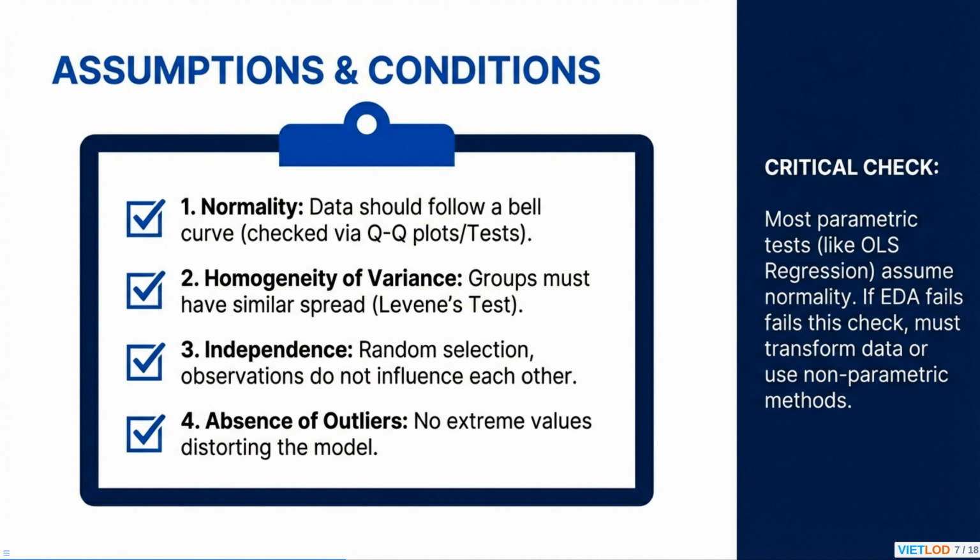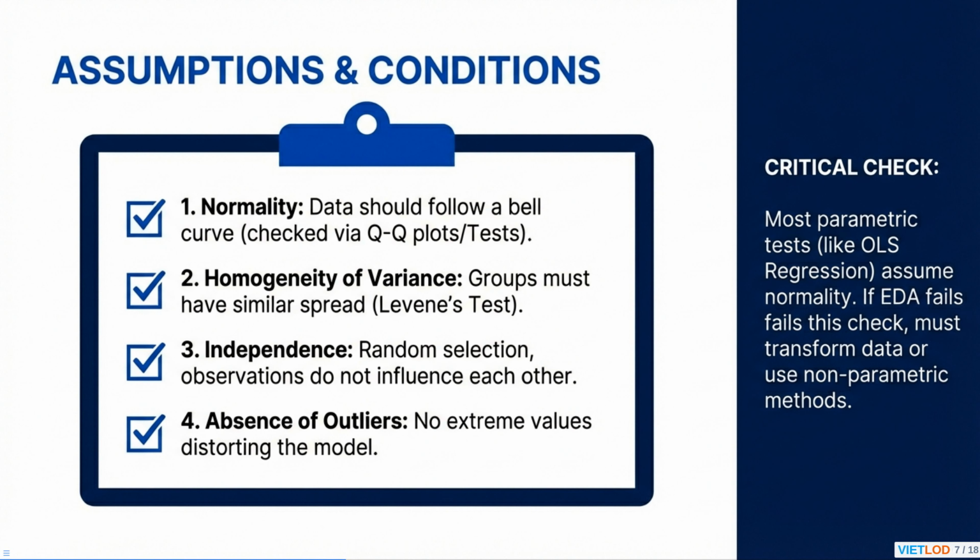Before applying powerful parametric tests, it's crucial to check 4 key assumptions. First, normality. Our data, or specifically the errors in our model, should follow a normal, bell-shaped distribution, which we typically assess using QQ plots and formal tests. Second is homogeneity of variance, also known as homoskedasticity, meaning the spread of data should be consistent across all groups, often checked with Levene's test.